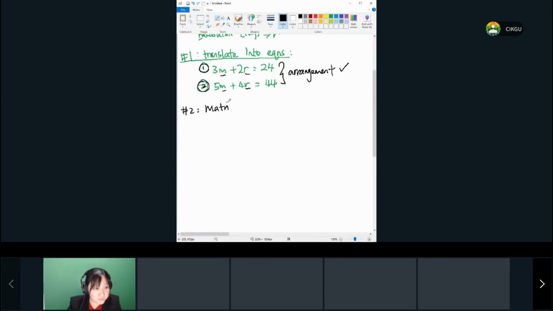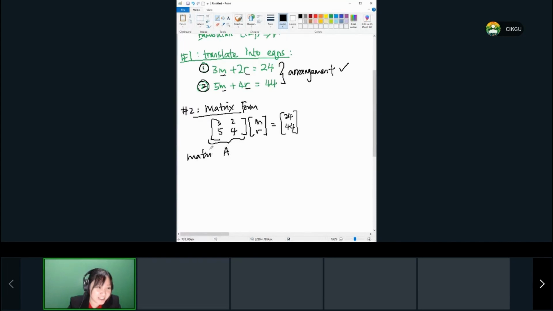Put it into matrix form. So matrix, big bracket, and I get used to writing X and Y already, but in our case, M and R. Then the last column for sure is the easiest one, 24 and 44. First column 3, 5. Second column positive 2 and positive 4. Done. After you're done with matrix form, same thing, we call this matrix A.